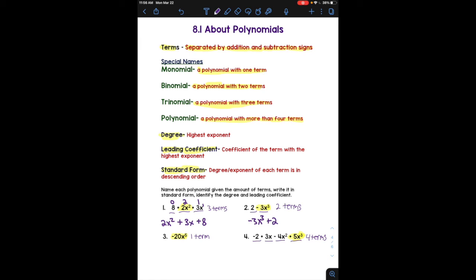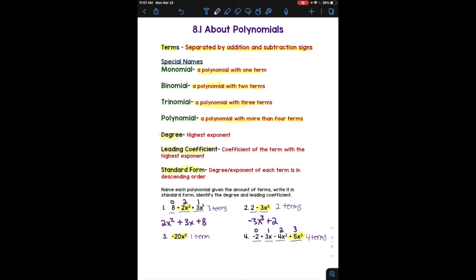positive 2. Again, although that's a subtraction sign, it's also the sign for that term. Problem number 3 is already in standard form since it's only one term. And problem number 4, similar to problem 1, the first term has a degree of 0. There's no variable, so there's no exponent. The second term has a degree of 1. The third has a degree of 2. And the last has a degree of 3.